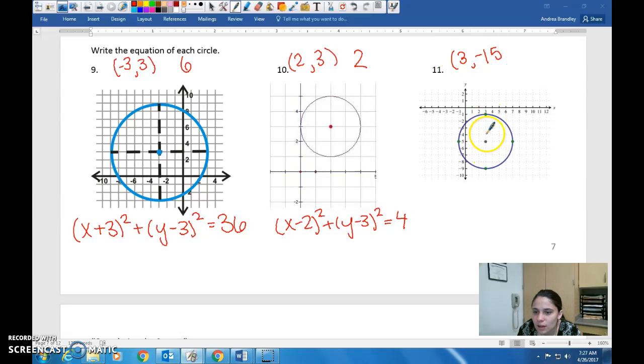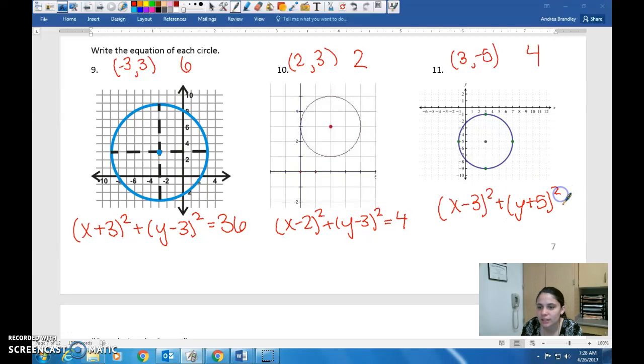And my radius is at 1, 2, 3, 4. I wrote negative 15 instead of negative 5. And then my radius was 4. So using that same information, I have x minus 3 squared plus y minus a negative 5, so y plus 5 squared equals 4 squared, which is 16. So all of that seems pretty straightforward once we understand the standard form of a circle and what each part of that means.